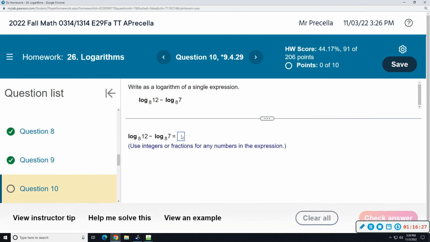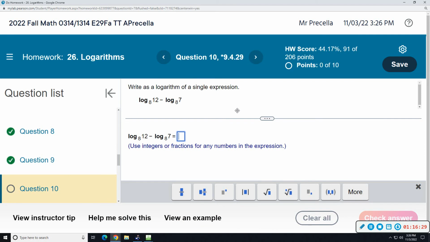Now we're going to start going backwards. It's a difference of two logarithms. They want us to write it as a single logarithm. And really, there's no work. You go straight to the final answer. I type my log. We're now going backwards. And my base is an 8.